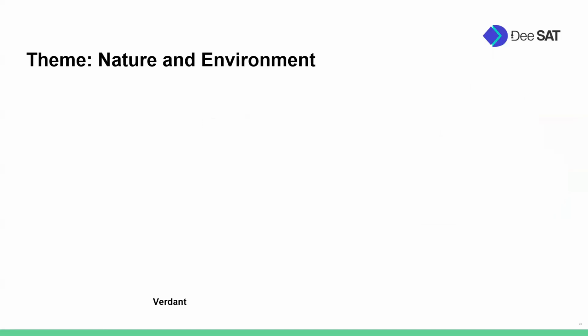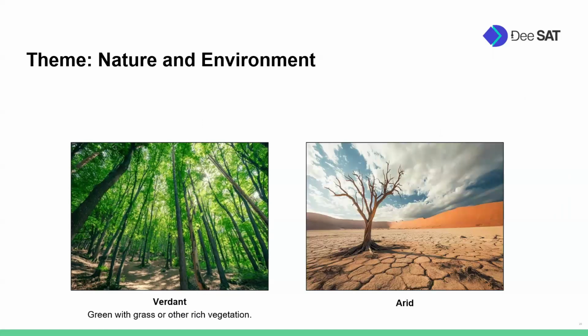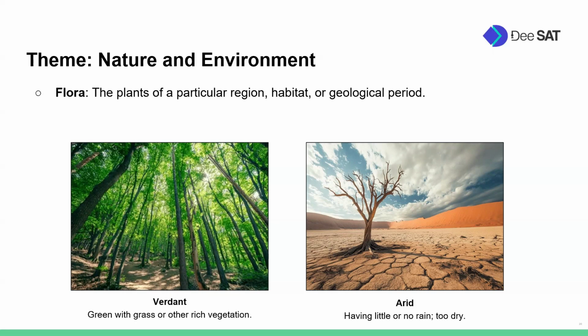Nature and environment. Verdant. Okay, looks like a green forest. Is it the same as a green forest? Very much so. Verdant is a place which is green with grass or has a lot of vegetation. Arid, as we can understand it, connects with something like red. Red means when you do not have something. So arid is a place which has little or no rain, a dry place, a desert.